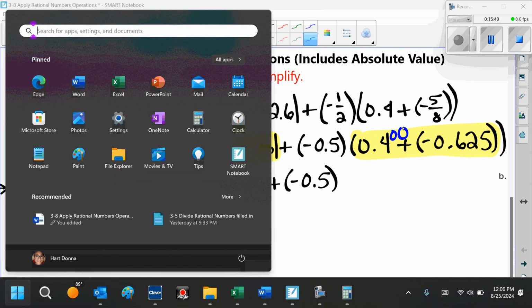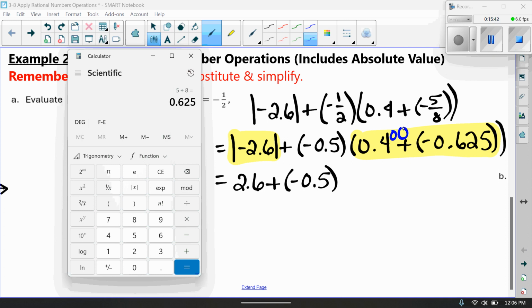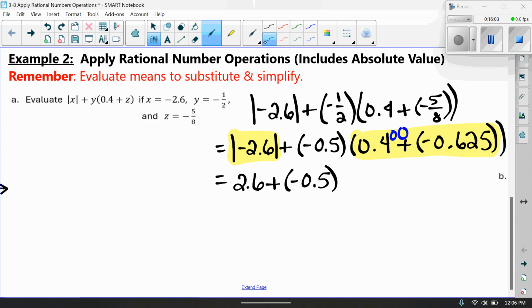So we're going to subtract 0.625 minus 0.4, and that gives us 0.225. And the bigger digit is negative, so this is going to be a negative 0.225.